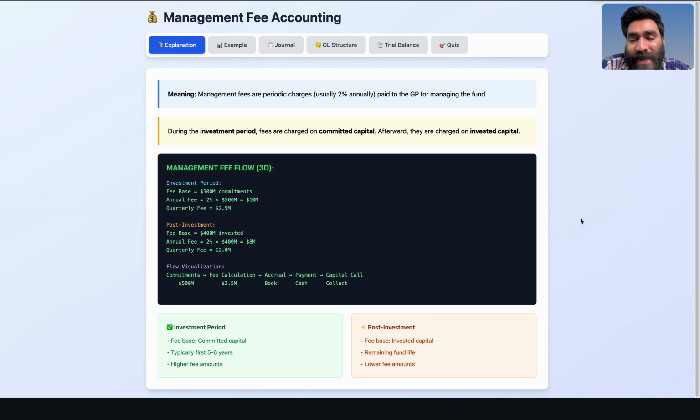Annual fee, let's say 2%. Again, 400 million into 2% is 8 million. 8 million divided by 4 would be around 2 million. So 2 million in fees will be received by you. So look at the flow.